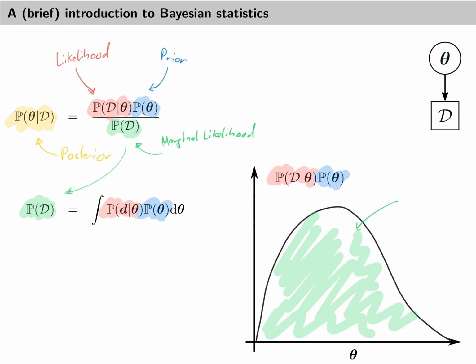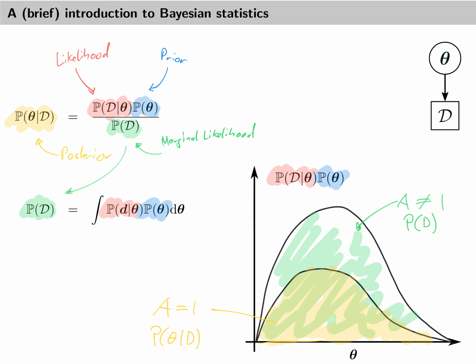Importantly, that area here is not necessarily 1, because this function is not a probability distribution. This area, that is, the integral over the product of the likelihood and the prior, is what we actually call the marginal likelihood, so the probability of D. By dividing this function by the marginal likelihood, we now obtain a new function, this one here, that actually has an area equal to 1. So it is a proper probability distribution. In fact, it is just a posterior distribution, the probability of zeta given the data.